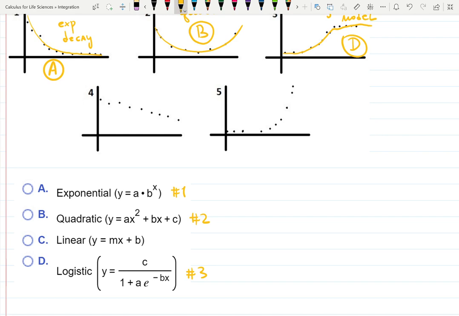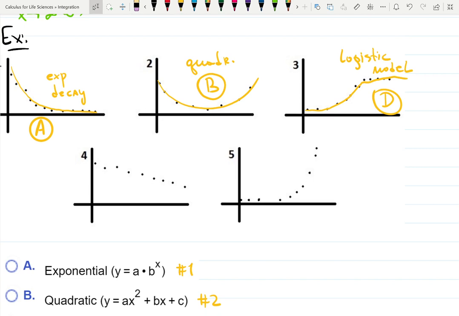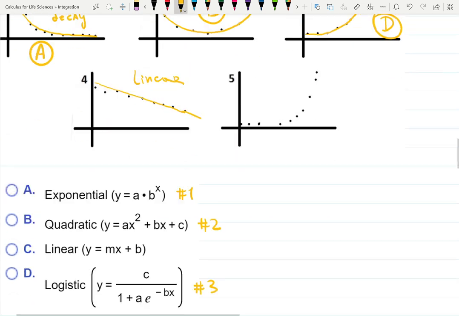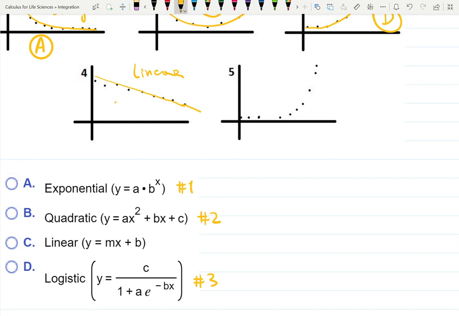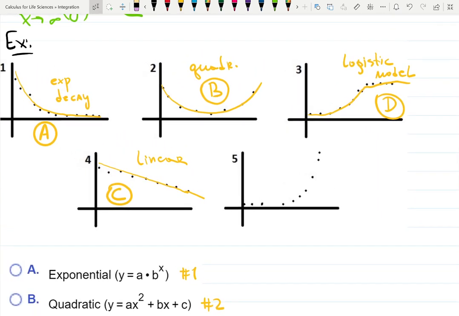Two left. What about number 4? That's linear. Linear decaying or growing? Decaying. This looks like linear to me too. So linear. Linear was number 3 in this list, so it's C. This is problem number 4. And then there is one more. Draw this one. What do you think that is? Number 5. Exponential, but which one? Grows.